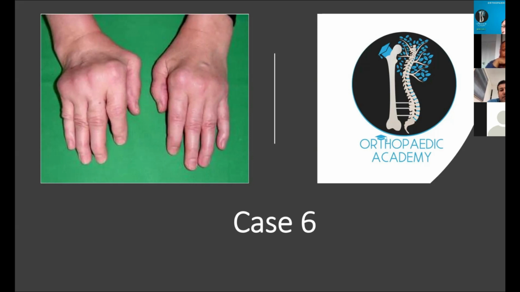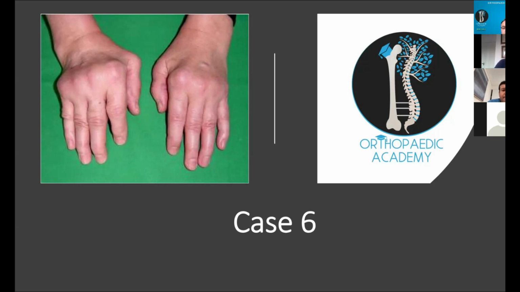Mm-hmm. And I will assess for intrinsic tightness by the Bunnell test, and I will also check for any other deformities. I can't appreciate any boutonniere deformity. If there is, I will do an Elson test as well. Okay, good. Right. All right.